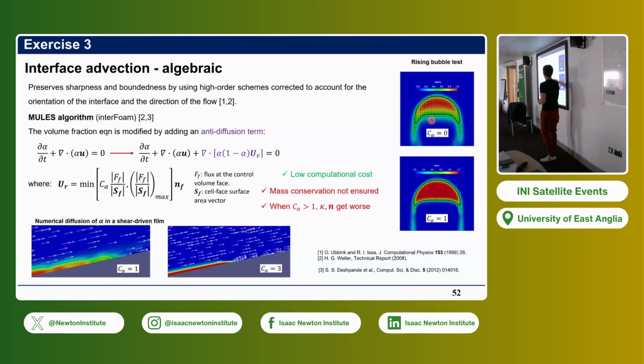So, advantages: low computational cost, because this is just interpolations. There is no interface reconstruction to do. It's very, very simple. On the other hand, mass conservation is not ensured. So OpenFOAM has some specific techniques to make sure that then mass is conserved. And when you increase the sharpness of the interface, you get a worse representation of surface tension. This is because the native version of OpenFOAM is not really great with surface tension, and we'll come to this problem later on.